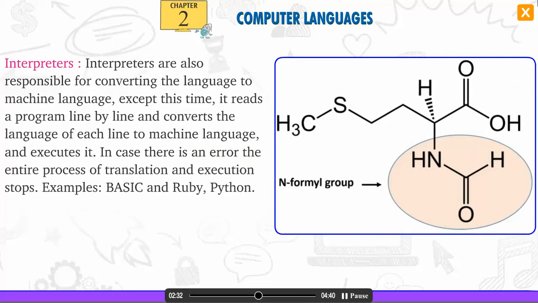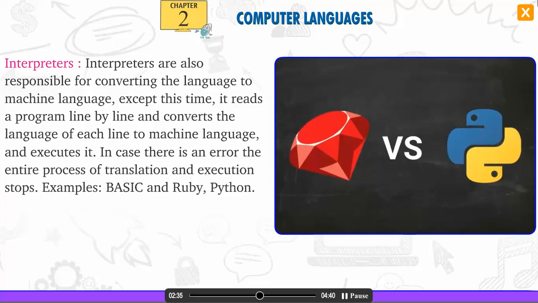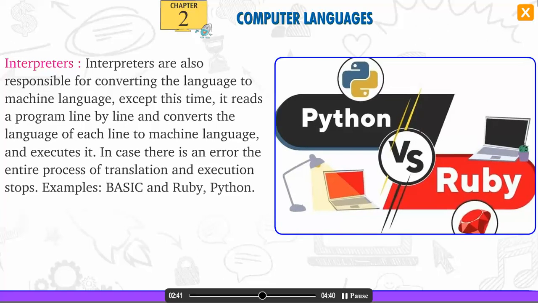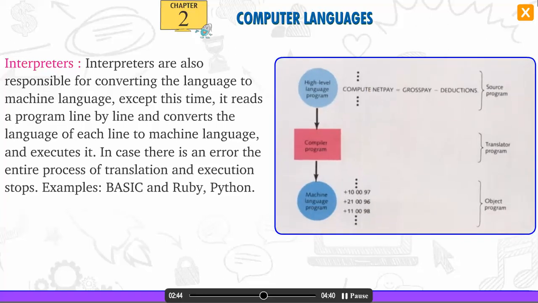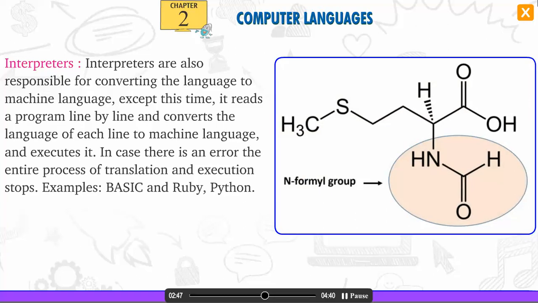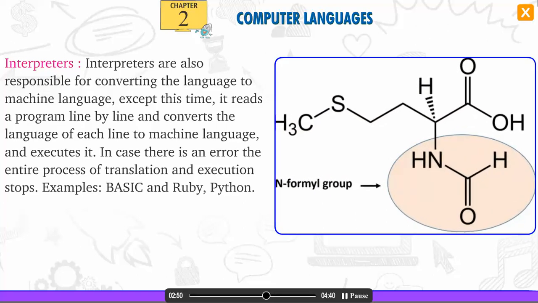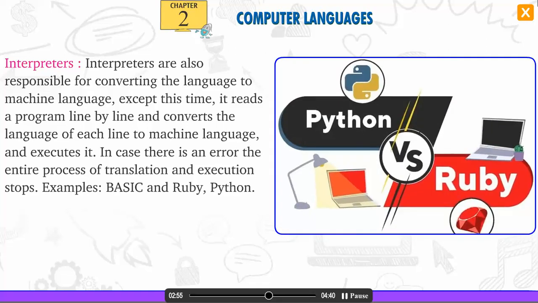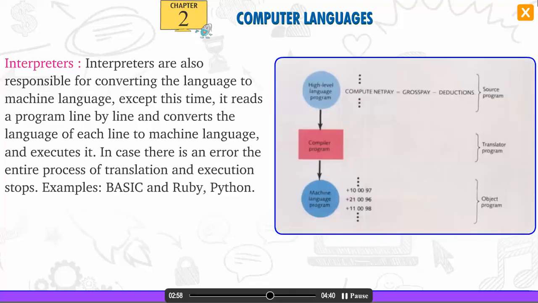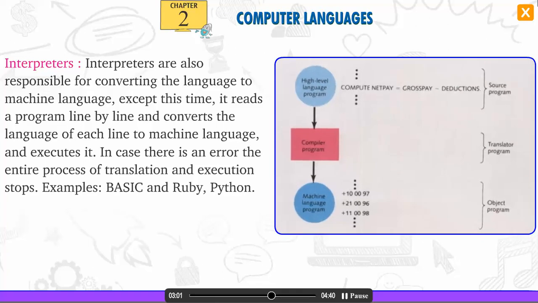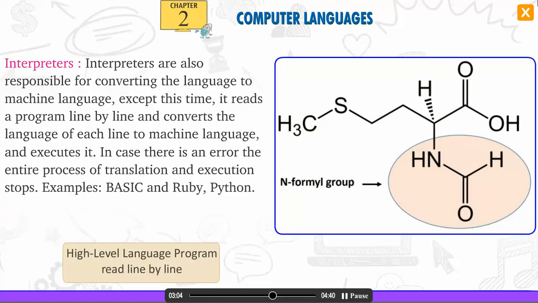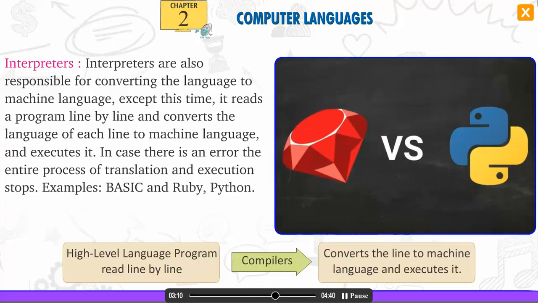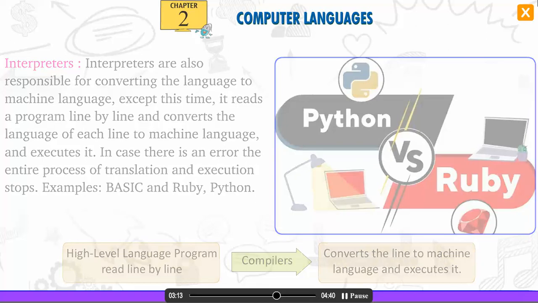Interpreters. Interpreters are also responsible for converting the language to machine language, except this time it reads the program line by line and converts the language of each line to machine language and executes it. In case there is an error, the entire process of translation and execution stops. Examples: Basic, Ruby and Python. High-level language program read line by line. Interpreter converts the line to machine language and executes it.